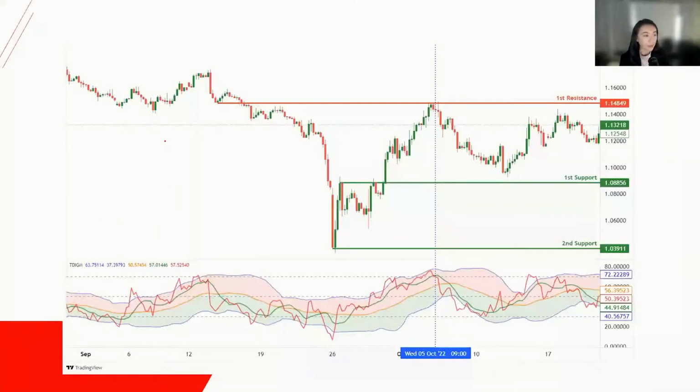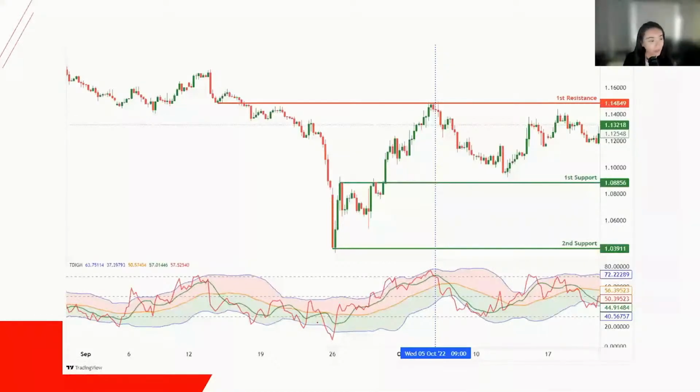Okay, so now let's look at this example first. Just now Yongjin mentioned which line crosses which line, giving us the signal to buy or the signal to sell. So let's look at them one by one.